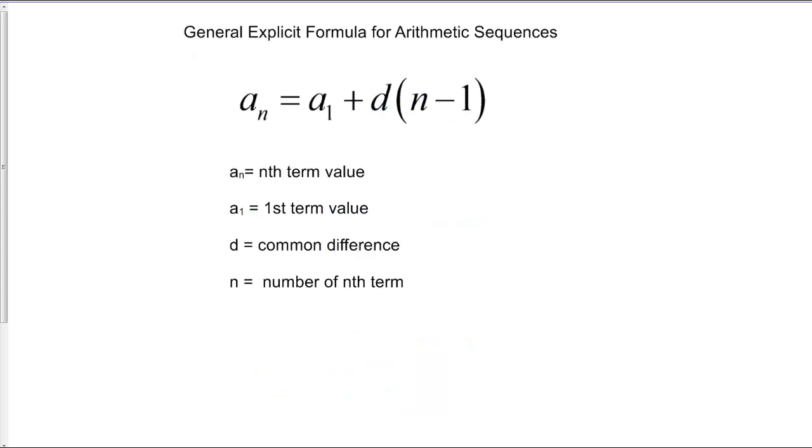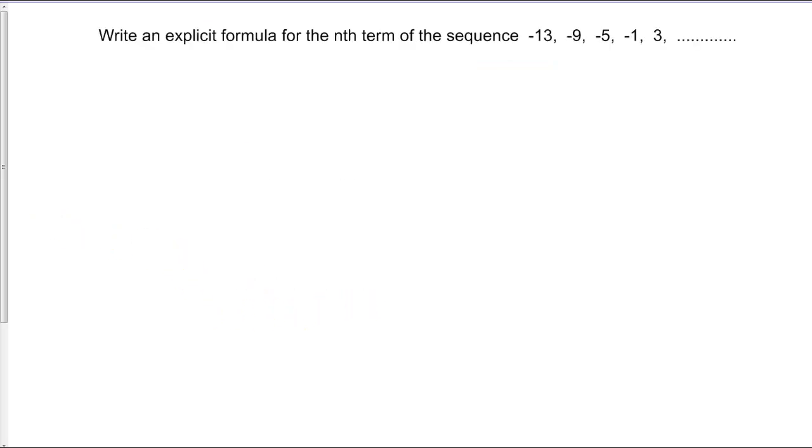In general, for any arithmetic sequence, so for anything that has a common difference, your nth term, or your explicit formula for that term, is equal to the first term plus the common difference multiplied by n minus 1. You'll see a sub n is the nth term, the first term is a sub 1, the common difference is d, and the number of the nth term is represented by n. So with this formula, we're going to do a couple of problems.